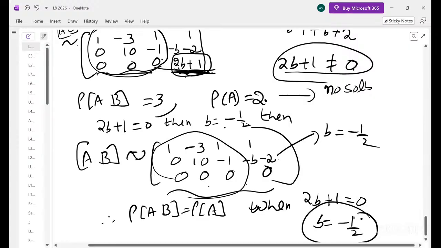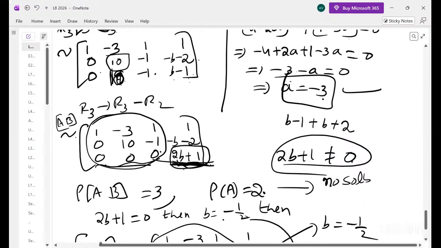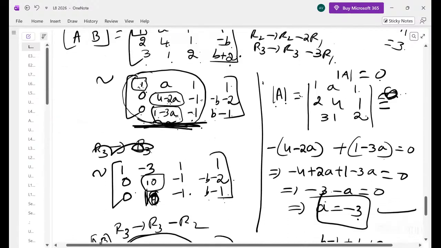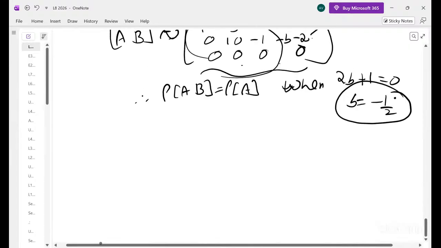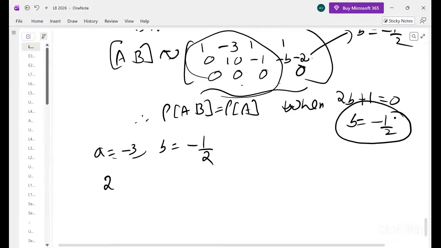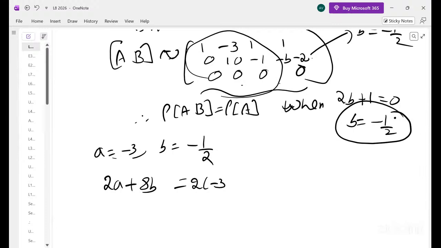So you know A, you know B. What is the value you want? They are asked to find 2A plus 8B. So A is minus 3, B is minus 1 by 2. This is 2A plus 8B. 2 into minus 3, 8 into minus 1 by 2. Minus 6, minus 4.